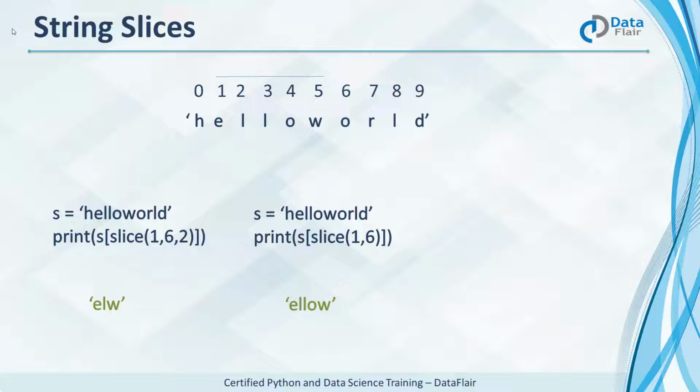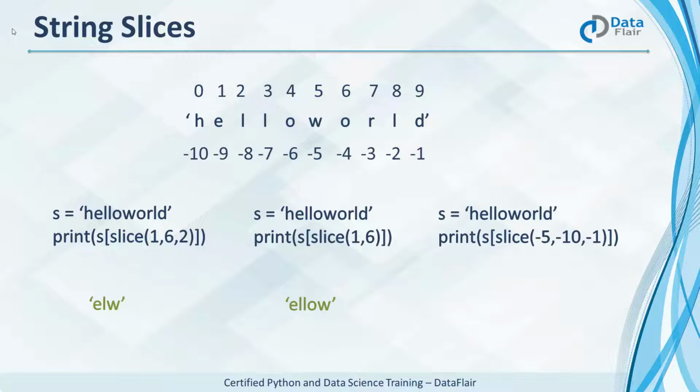This is "lo". And with negative slices, this one starts at -5 and stops at -9. This happens right to left. So this gives us "olleh".